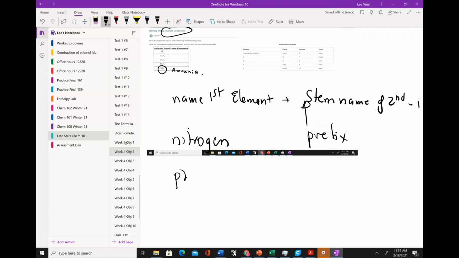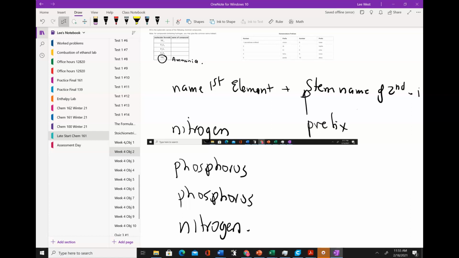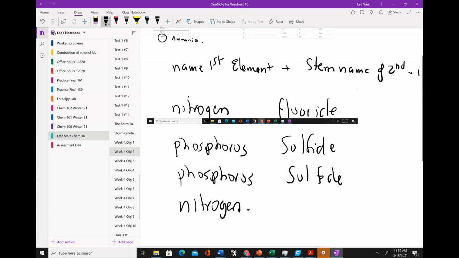And then for the second one, phosphorus. For the third one, also phosphorus. And then for the fourth one, nitrogen. Okay, and then we give the stem name of the second element and change the ending to IDE. So what have we got? We've got fluoride, we've got sulfide, we've got sulfide, and then finally we've got fluoride again.